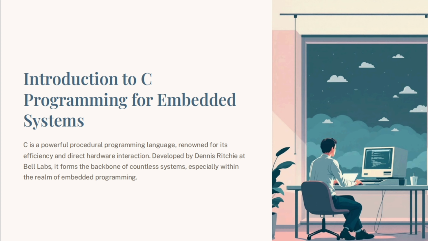Today we are introducing C programming for embedded systems. C is a powerful procedural programming language. It is well known for its high efficiency and its ability to interact directly with hardware, which makes it ideal for embedded applications. This language was developed by Dennis Ritchie at Bell Labs. Over time, C has become the backbone of many systems, especially in embedded programming, where performance and hardware control are very important.